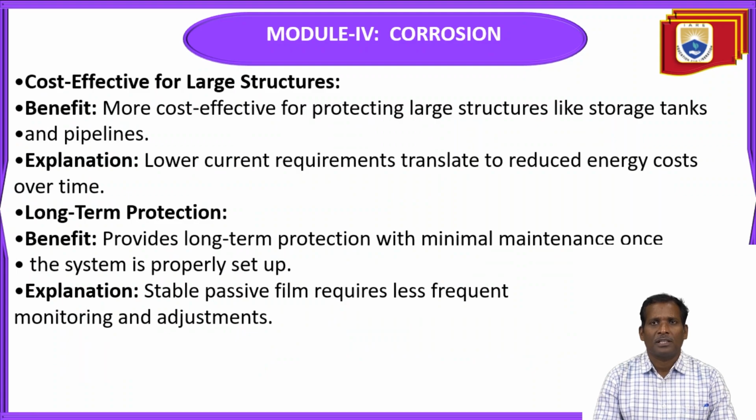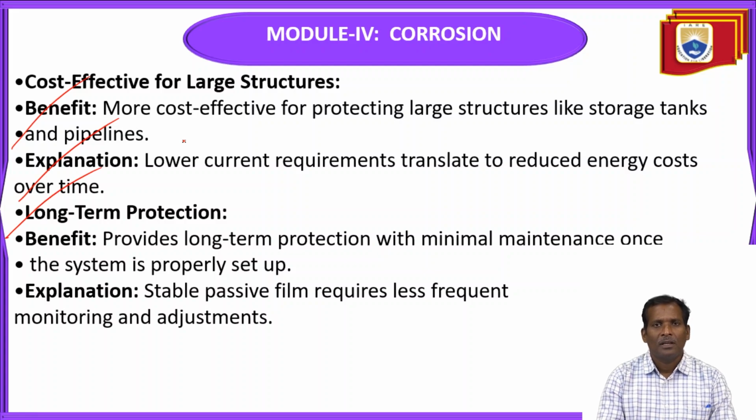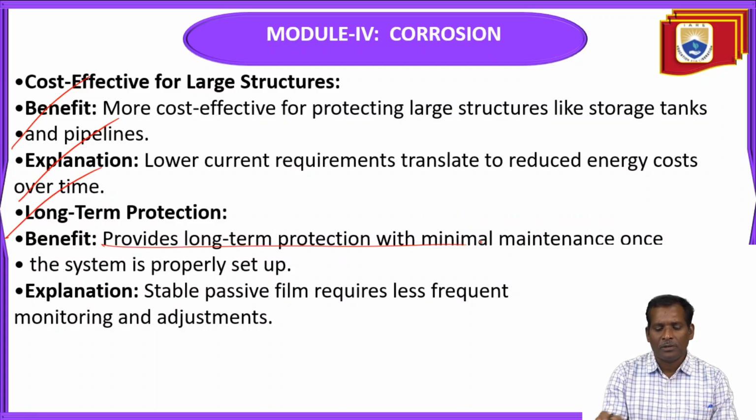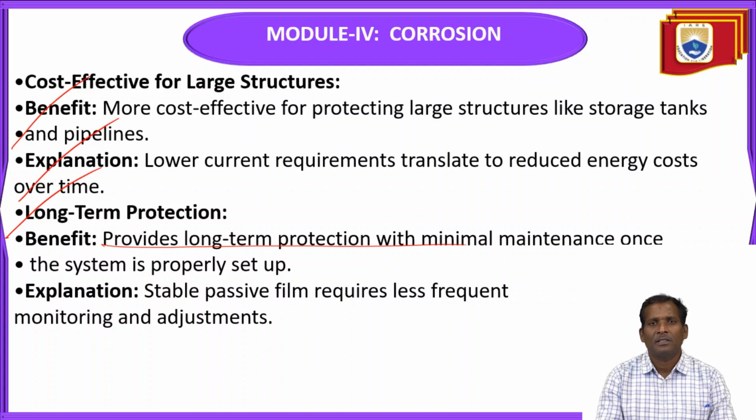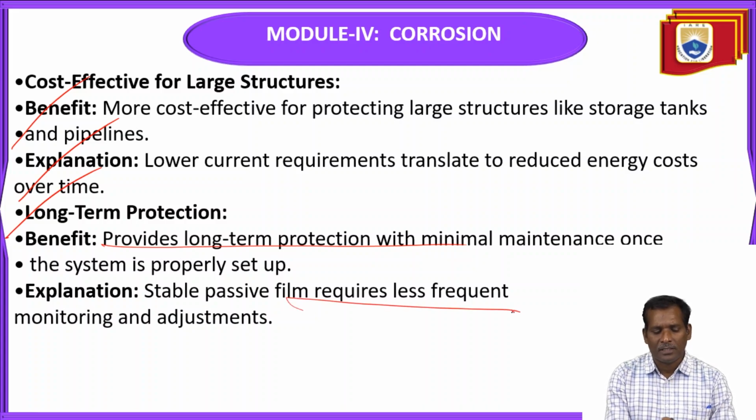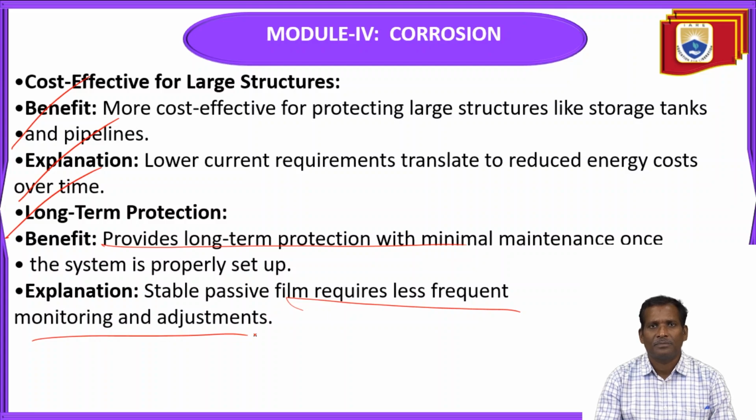Cost effective for larger structures. It is more cost effective for protecting large structures like storage tanks and pipelines. The explanation is lower current requirements translate to reduced energy cost over time. The long-term protection benefit is it provides long-term protection with minimal maintenance once the system is properly set up. The explanation is a stable passive film requires less frequent monitoring and adjustments.